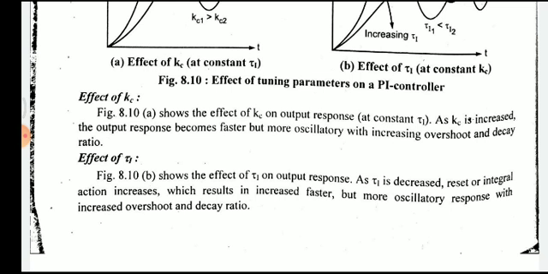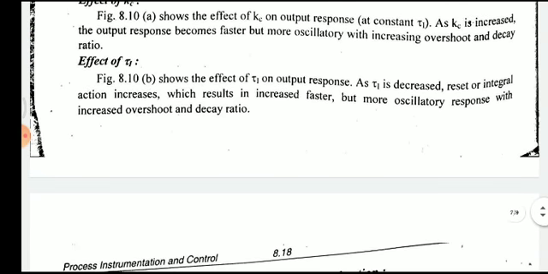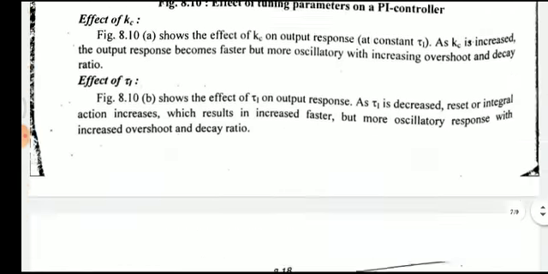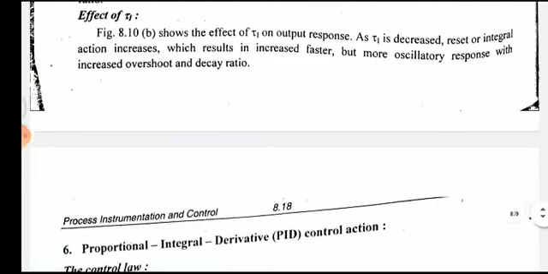As tau1 is decreased, reset or integral action increases, with the result of a faster but more oscillatory response with increased overshoot and decay ratio. So these are the effects of Kc and tau1.